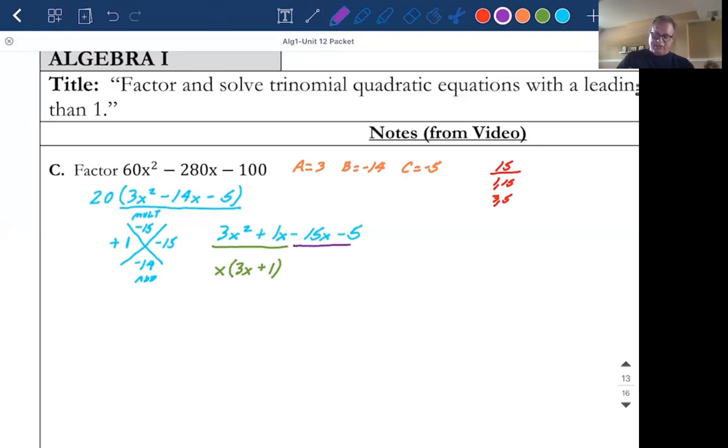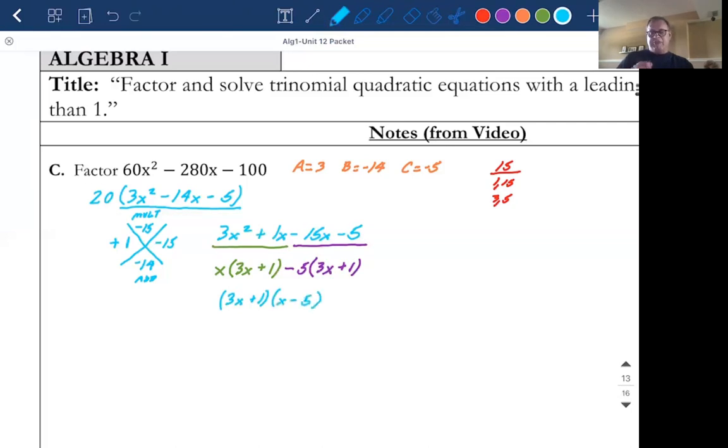Out of the negative 15x minus 5, what do they have in common? Well, they're both negative, and they both can be divided by 5. So if I take negative 5 out of negative 15x, that will give me 3x. And if I take negative 5 out of negative 5, that'll give me positive 1. And fortunate enough, the 3x plus 1s are the same. The other factor is going to be x minus 5.